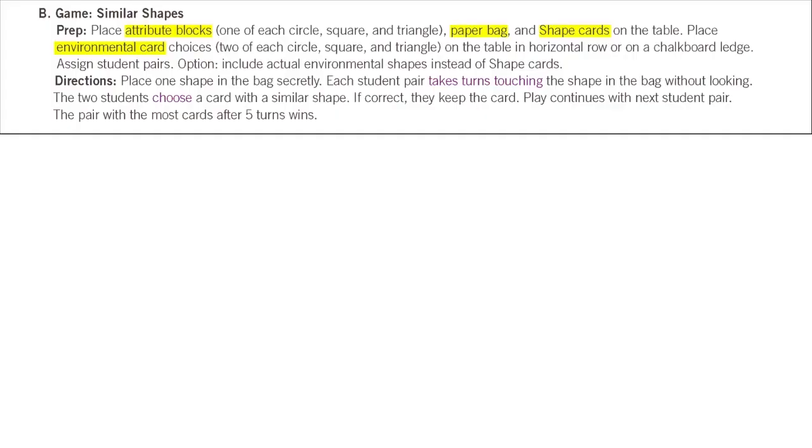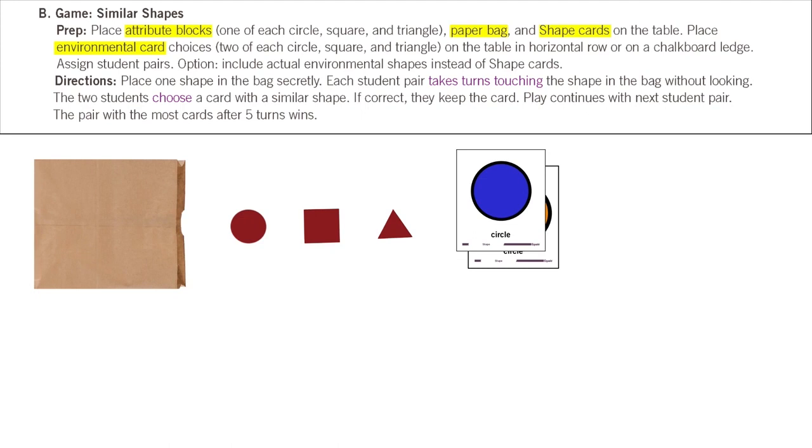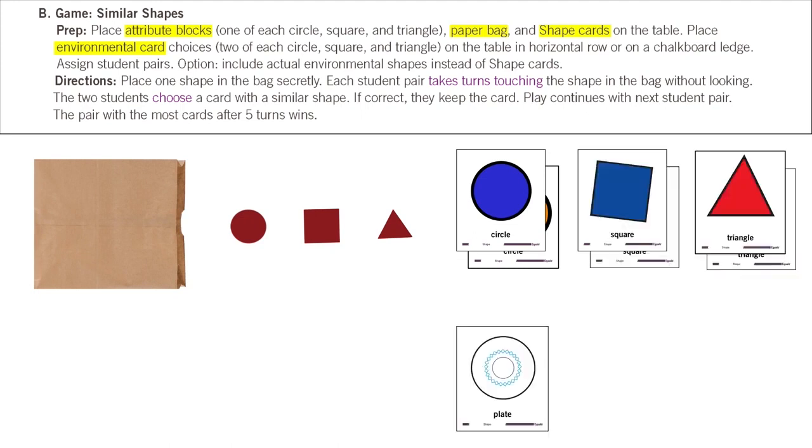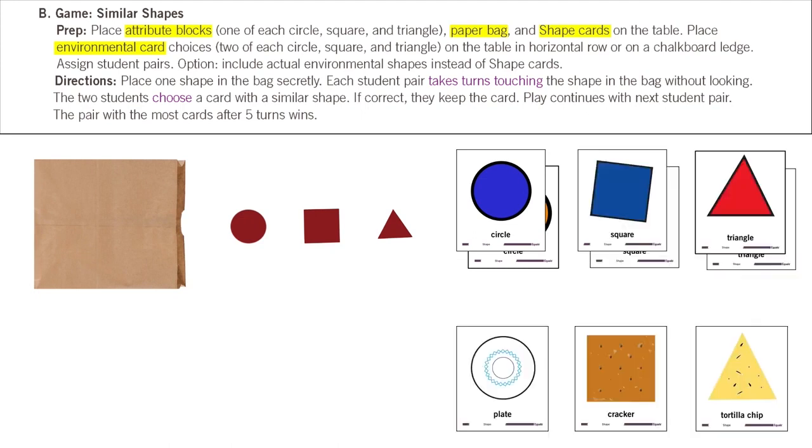Looking at the game, we will see that we need to prep by placing attribute blocks, 1 of each, circle, square, and triangle, a paper bag, and shape cards on the table. Then place environmental card choices, 2 of each, circle, square, and triangle, on the table in a horizontal row or on a chalkboard ledge. Then assign student pairs. There is also the option to include actual environmental shapes instead of shape cards.